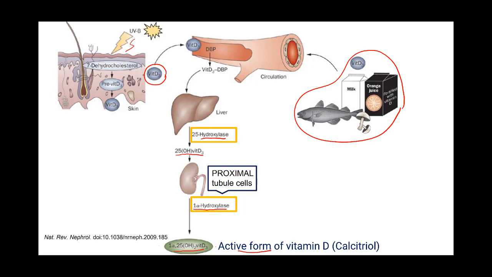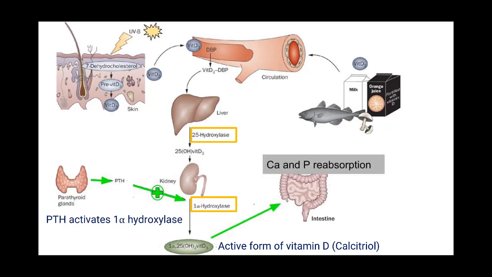This 1,25-dihydroxyvitamin D3 is also known as calcitriol. For vitamin D3 to be converted to calcitriol, it has to go through 2 steps. That is the 25-hydroxylation and the 1-alpha hydroxylation before it becomes active. And parathyroid hormone acts on the kidneys. It brings about increased activity of the 1-alpha hydroxylase, thus enhancing generation of the 1,25-dihydroxyvitamin D3 or the calcitriol, and thus assisting in the calcium and phosphorus reabsorption from the gut.